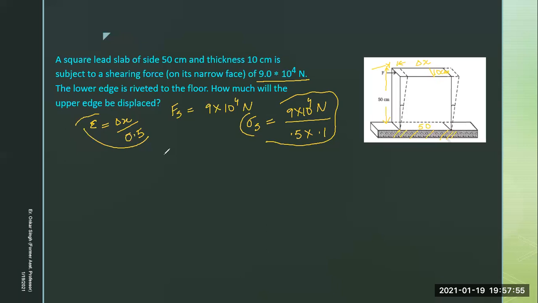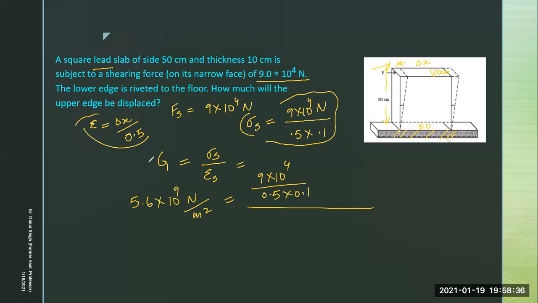Okay, so now what is shear modulus? Shear modulus G, or you can say modulus of rigidity, G is equal to shear stress divided by shear strain. Am I right? So G already we know for lead. It's a lead slab, that is 5.6 gigapascal. You remember? That is 10 raised to power 9 Newton per meter square. So this is equal to shear stress, 9 into 10 raised to power 4 divided by 0.5 into 0.1, whole divided by the shear strain, that is delta x divided by 0.5.